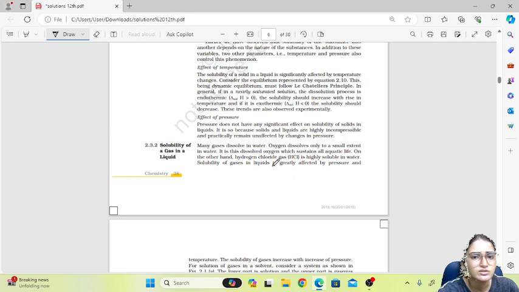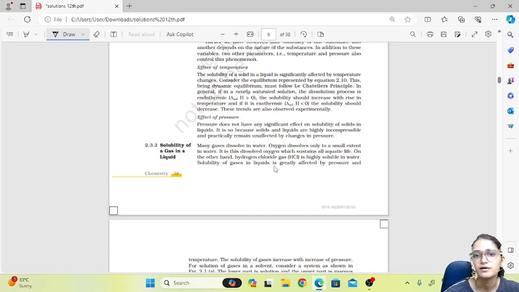Then, the effect of temperature when we dissolve a solid in a liquid. How does temperature affect this? It is affected by temperature because it follows Le Chatelier's principle. What does Le Chatelier's principle state? It states that whenever there is a change in factors such as temperature, pressure, or concentration while the reaction is in equilibrium, the reaction is going to go in such a direction that will counter the change. So this is the statement of Le Chatelier's principle.